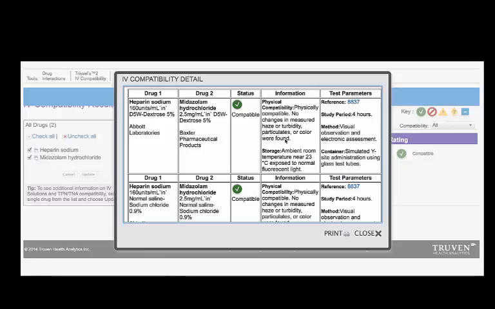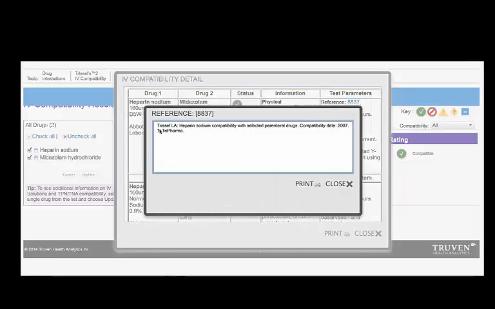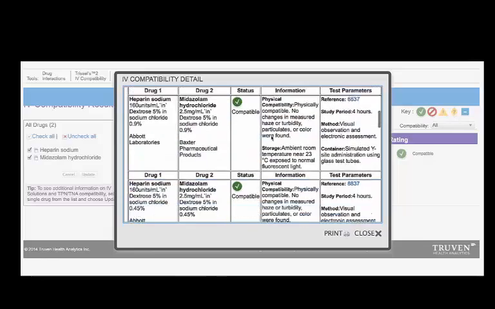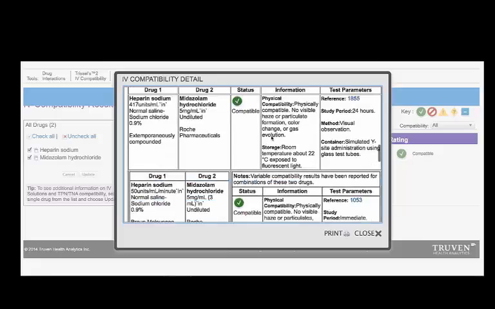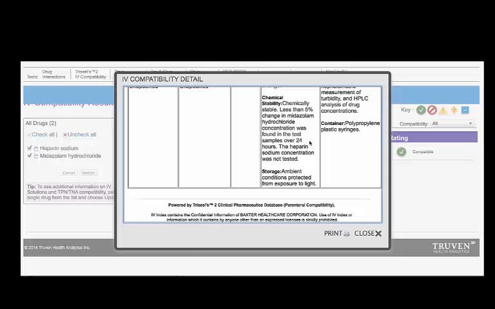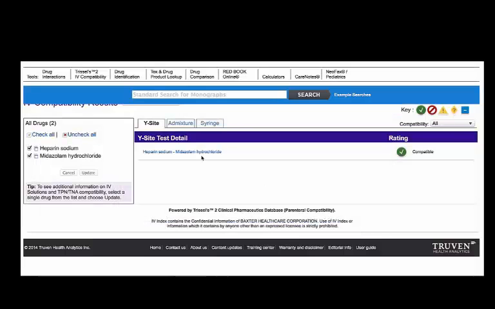That's physically compatible. No changes in measured haze, turbidity, particulates, or color were found. I know the study period was 4 hours. If I wanted to find out more information, I could click on this reference number, and I can see that this was a study done by Lawrence Trissel. Again, make sure you page down just to double check. And pretty well these two are compatible at the Y site.